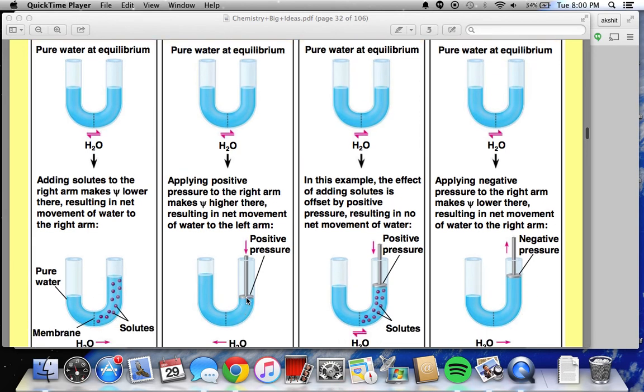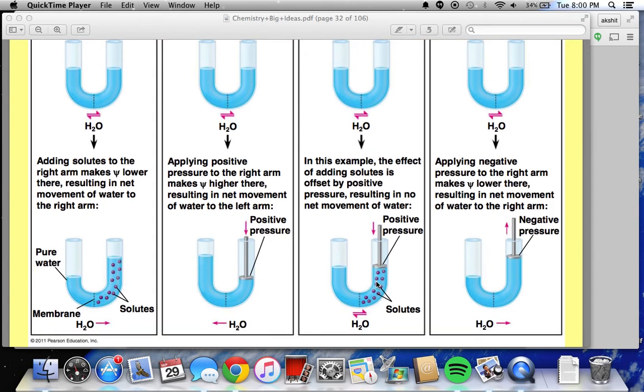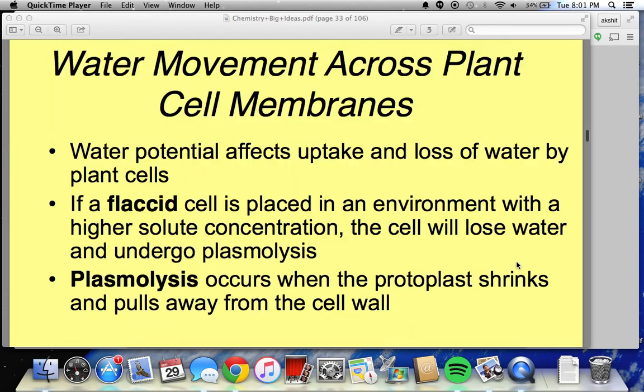When you add pressure, the water potential increases, so the water goes from the right side to the left side. And then you could balance these out until you make it equal again. Because there's solute and he's putting pressure on this, it balances out and they're just equal. But in this one, they're putting negative pressure, which means they're sucking it out, and that means it's going to have a lower water potential and it's going to go this way.